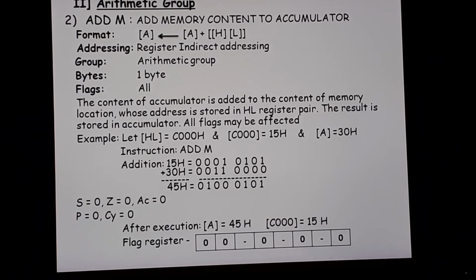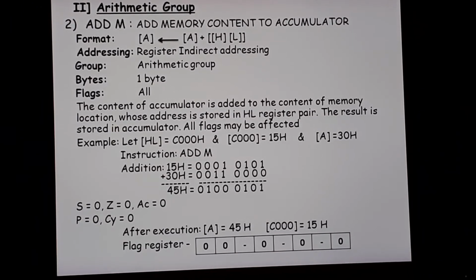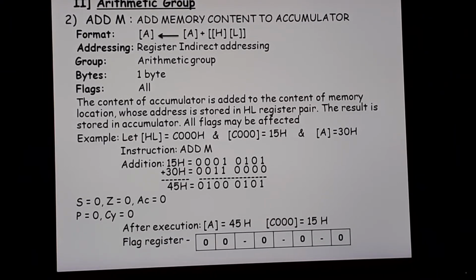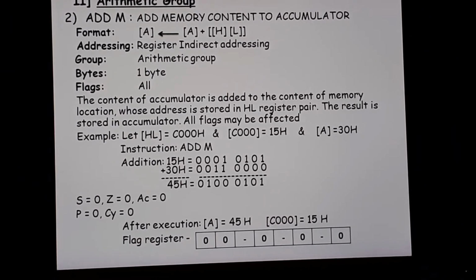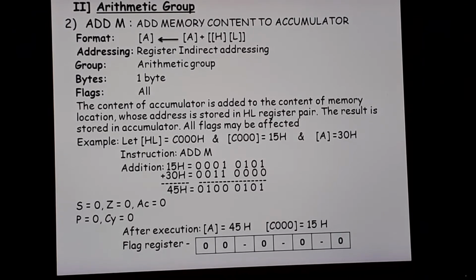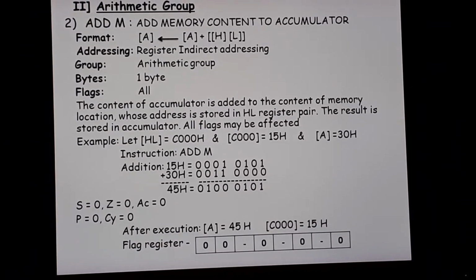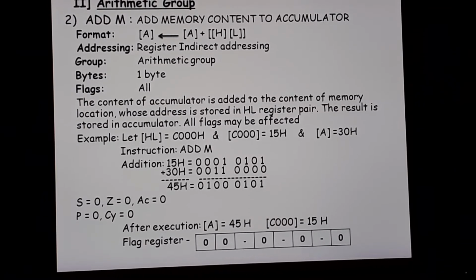Now, in the arithmetic group, we completed the first instruction, that was ADDR. Now the second instruction is ADDM, which is very similar to ADDR. What happens here is this instruction will add the content of memory to the accumulator and the result is always stored in accumulator.